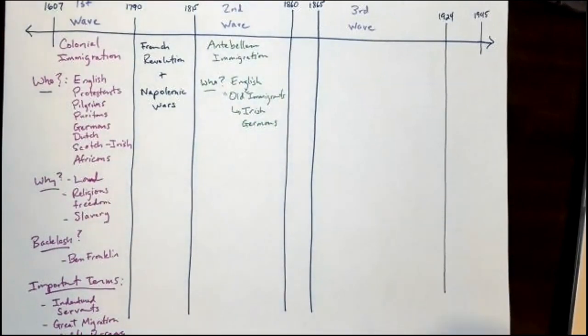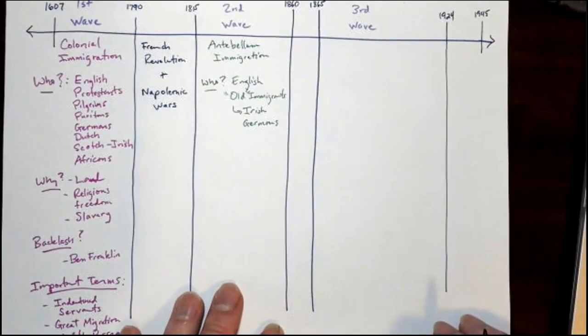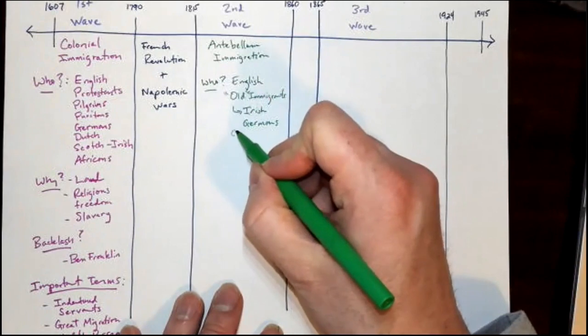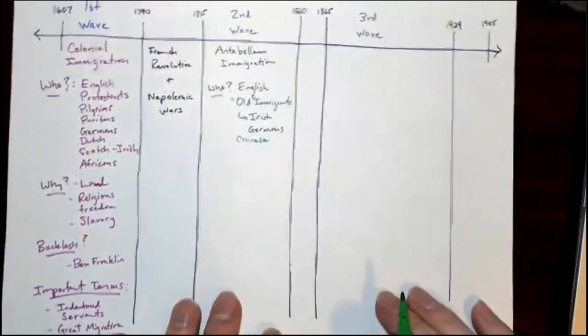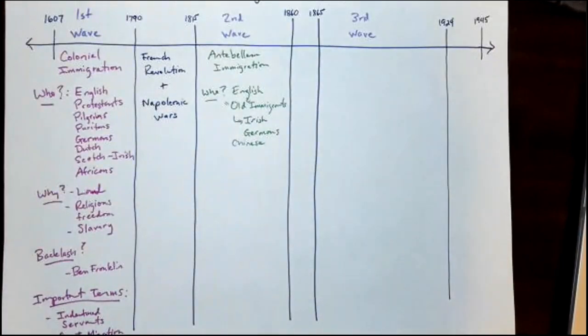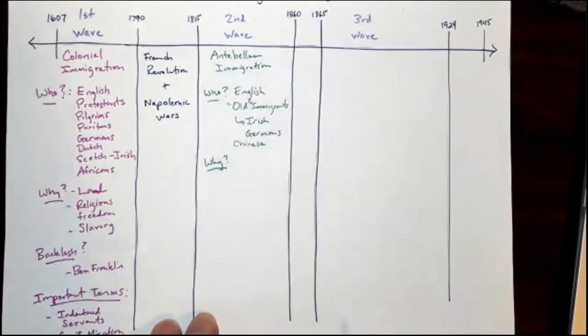These old immigrants, primarily Germans and Irish, are making up a large bulk of who is coming to America during this second wave. Now, there is also one other group I want to mention who are going to come in towards the end of this period, and we start to see Chinese immigrants coming in at the end of the time period as a result of the California gold rush as well. So that takes us a little to our why. Why are immigrants coming in this time period?